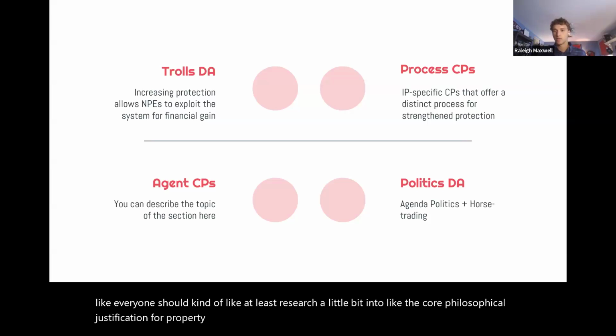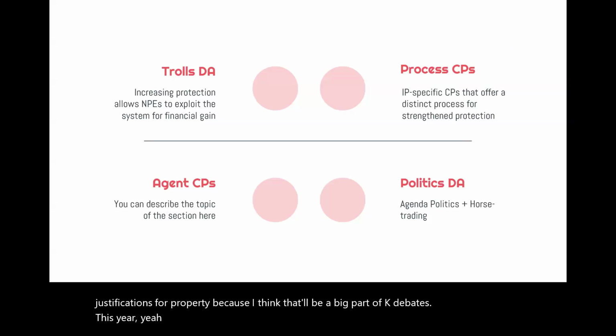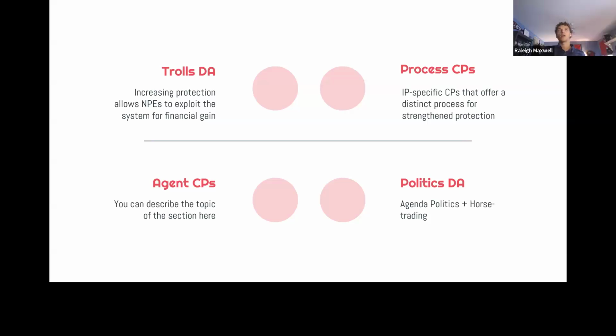Because I think that'll be a big part of K debates this year. Yeah, Rashad. So for a prizes counterplan or a process counterplan, if our net benefit is a patents bad disad, in the counterplan, should we have a plank that says to get rid of patents? Yeah, I think that's definitely a good idea in most cases.